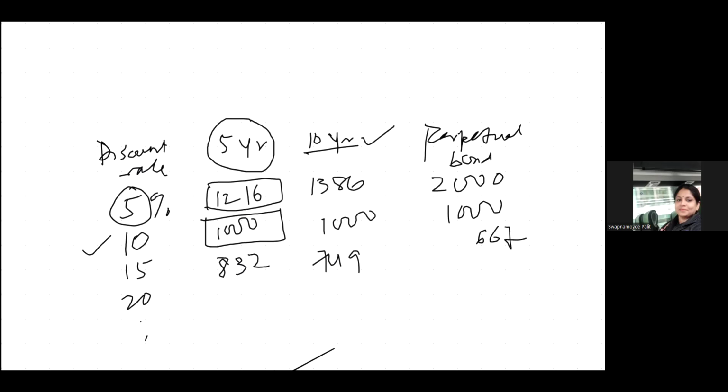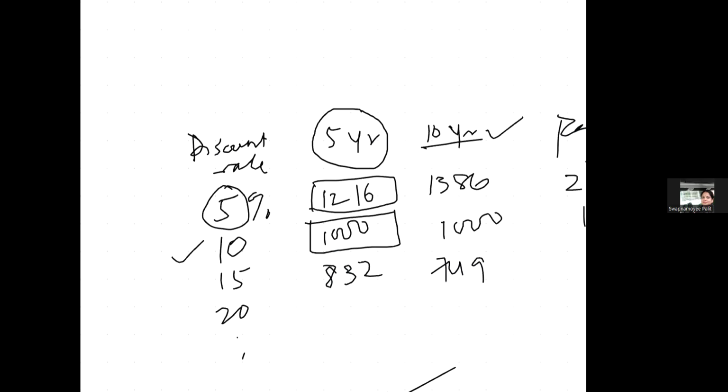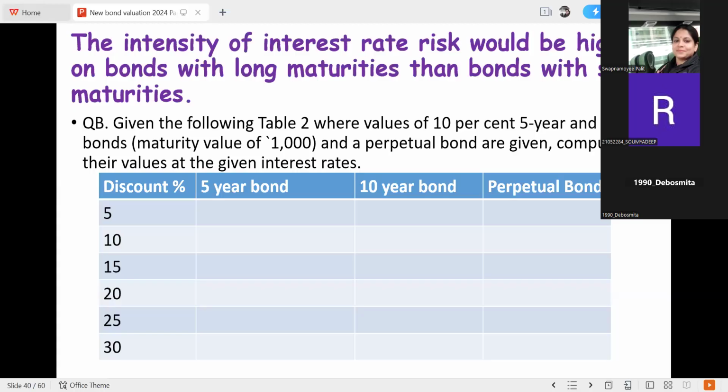Did you follow this? Yes, ma'am. Okay. Soumyadeep, are you listening? Okay. So now I have shown you how to calculate this. So again, I'll go back to the PPT. Yes. We'll go to the PPT. You can see the PPT, I guess. Yes, ma'am, we can see.